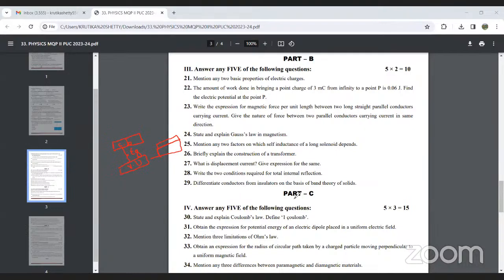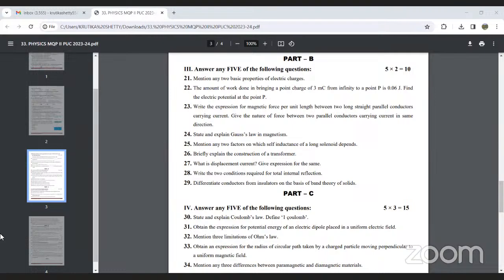So conductors, there is the overlapping between conduction band and the valence band, and in case of the insulators, there is a gap between them. Actually the gap is quite large compared to the semiconductors. Insulators have a large gap compared to the semiconductors.